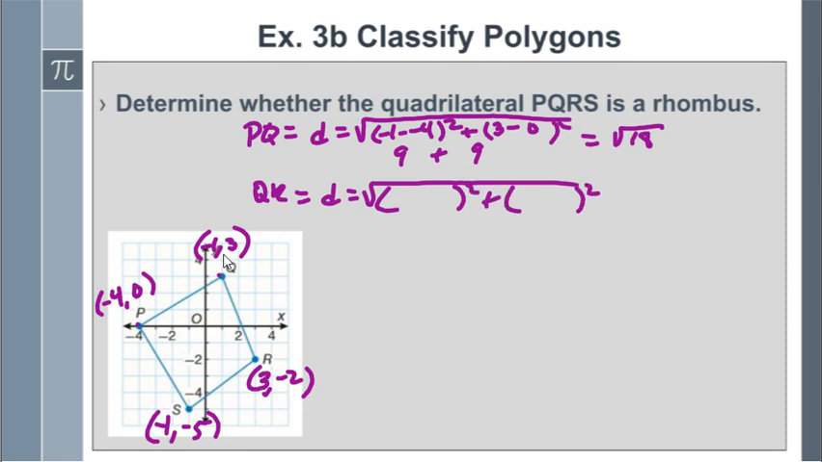We have 3 minus a negative 1, and we have negative 2 minus 3. 3 minus a negative 1 is 4. 4 squared is 16. Negative 2 minus 3 is negative 5. Negative 5 squared is 25. So here, if I add those two together, 16 plus 25 gives us the square root of 41. So I can already stop right there and determine that they are not the same distances. So we would say no, this is not a rhombus.